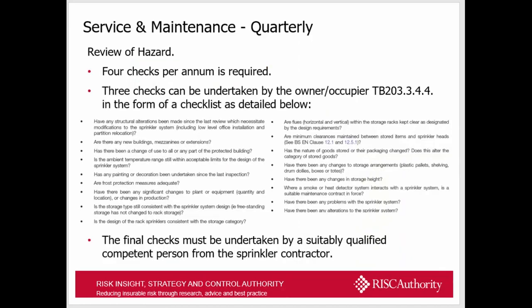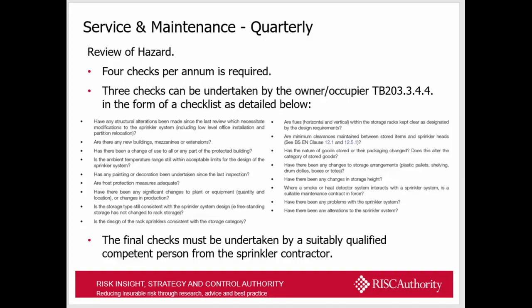So the requirement of the review of hazard is 4 checks per year. However, 3 of these checks, as allowed in TB203, can be undertaken by the owner occupier in the form of a checklist. So your incumbent sprinkler contractor will allow you to undertake these on 3 of the 4 requirements per year. However, the final check must be undertaken by a suitably qualified competent person from the sprinkler contractor. So you're looking at a qualified design engineer or a qualified project engineer who's got the basic certification to allow them to go and do these checks.